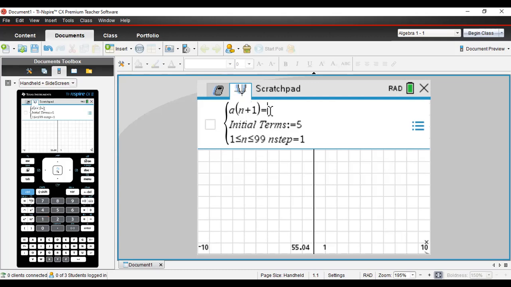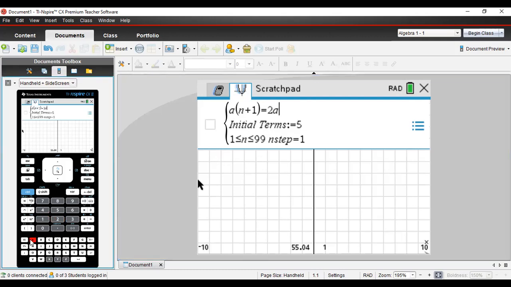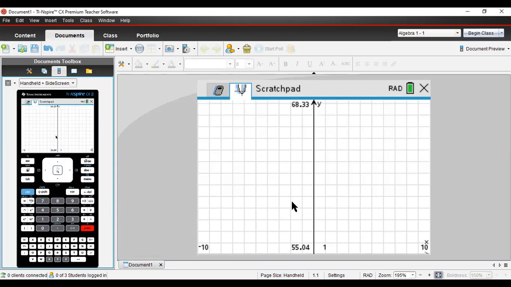N plus 1, and then over here, this is going to be 2 times A, and then it's going to be parentheses N. So all I do is put an N in there, and then I do -7. And then I press enter. Bam, it's done. Now you don't see anything.